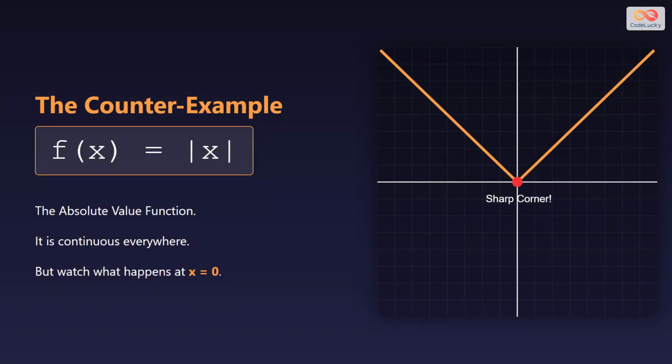The most famous counterexample is the absolute value function. f(x) = |x|. As you can see, this graph is continuous everywhere. There are no breaks in the V-shape. However, look closely at x = 0. There is a sharp corner.